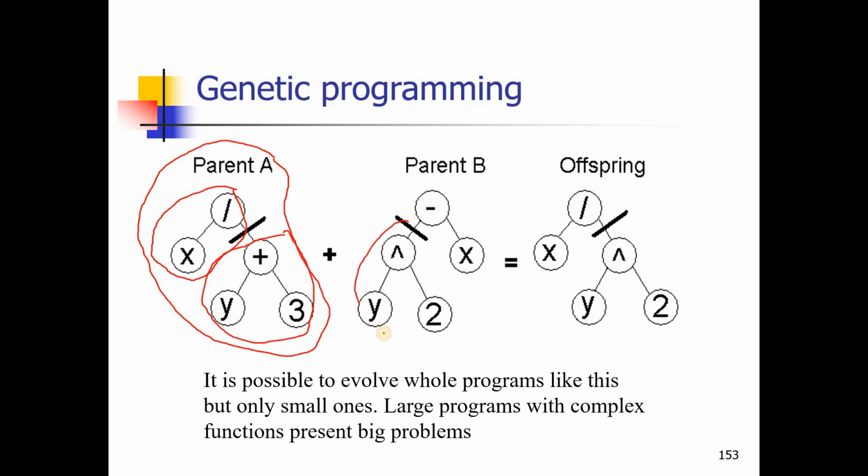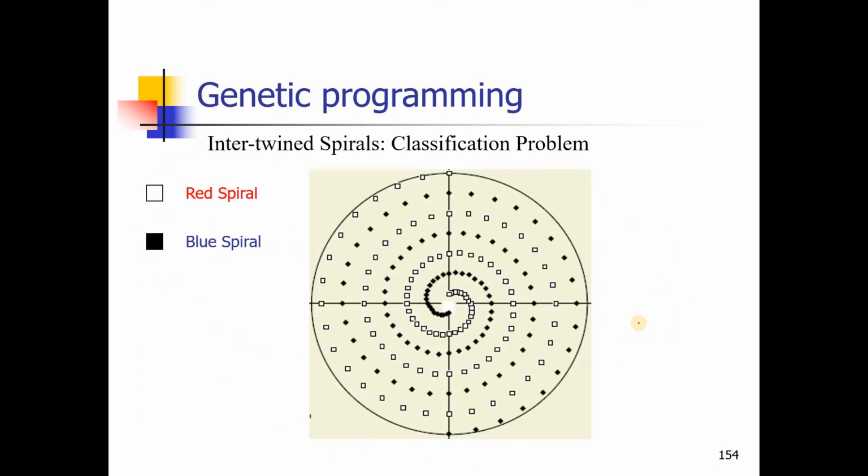And here also you have got different cuts, this one and this one. In the offspring, in the children, we are using the cut one from here, you see, and the second cut that was on the left side, we attach it over here to the right side of the tree. Clear? So it is possible to evolve whole programs like this, but normally it is done on small programs, because when the programs are very large, they become complex to handle. So this is genetic programming.